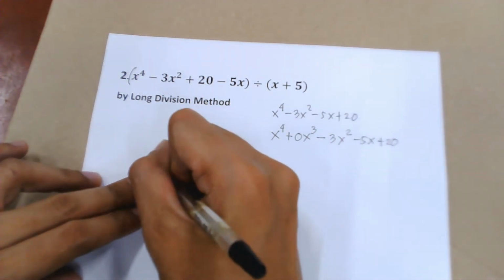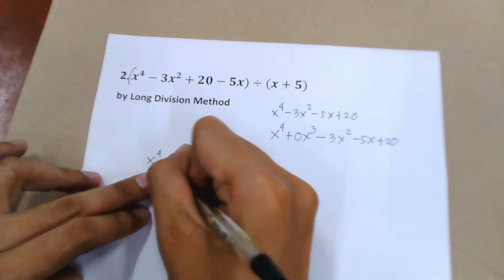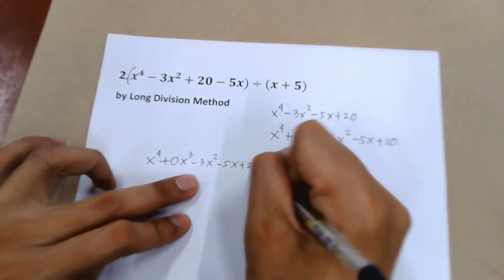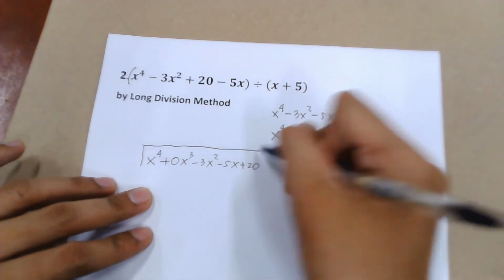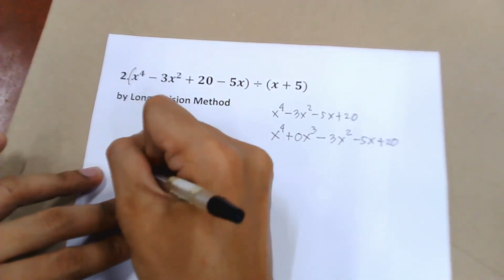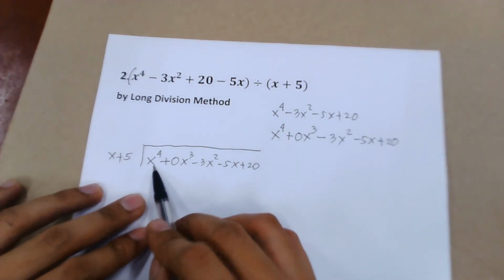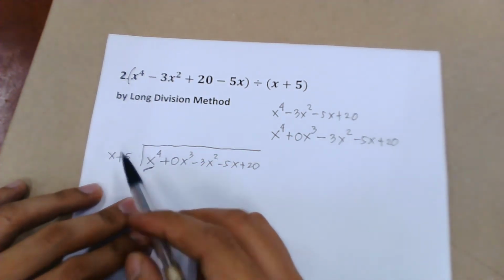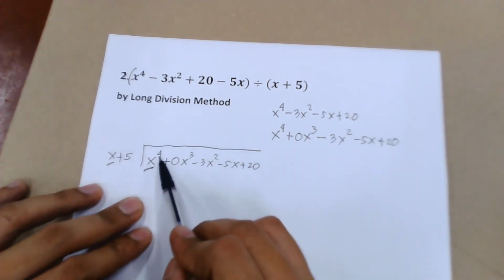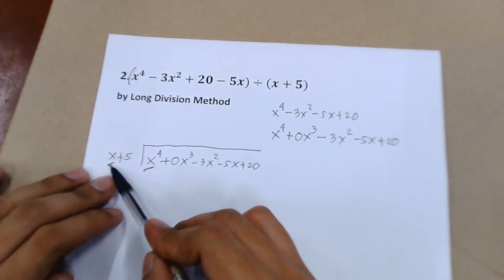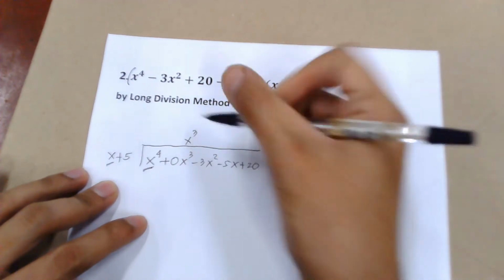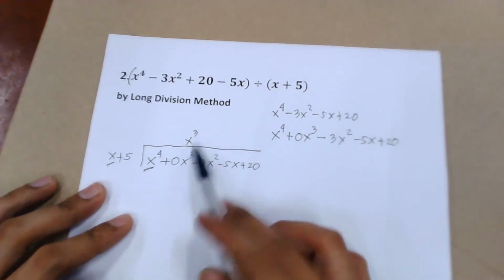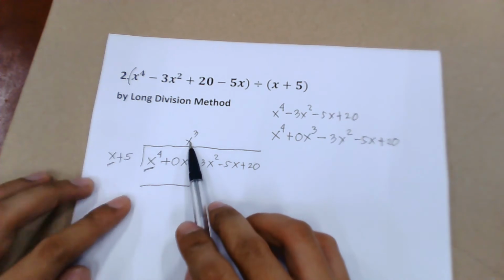Okay, so we will just write x to the power 4 plus 0x cubed minus 3x squared minus 5x plus 20 divided by x plus 5. Recall the process. The leading term of the dividend and the divisor will be divided. X to the power 4 divided by x, that is x cubed. Write x cubed here above the term with x cubed too. So x cubed. After that, distribute x cubed to the divisor.